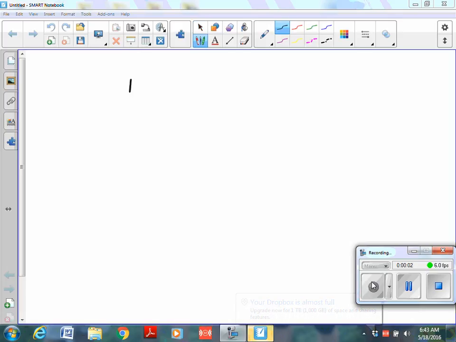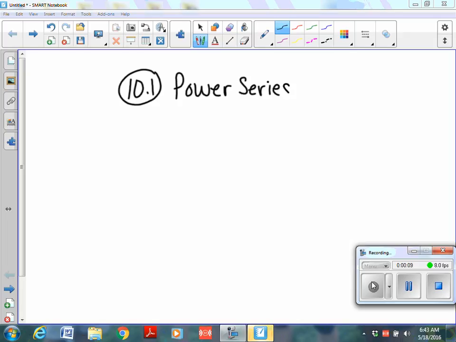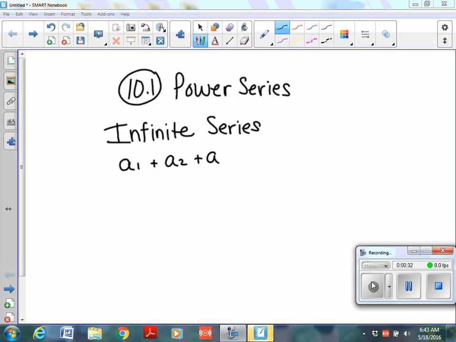Okay, 10.1 is called power series. This chapter is very time consuming. We're going to study all different types of series, important series in calculus. Today though, we're just going to study infinite ones. This is the first term, this is the second term, this is the third, and so on.